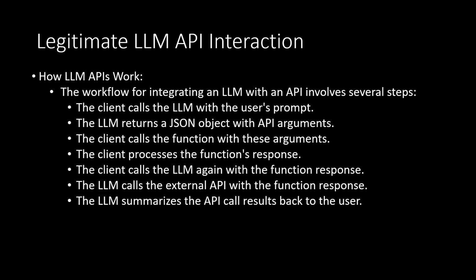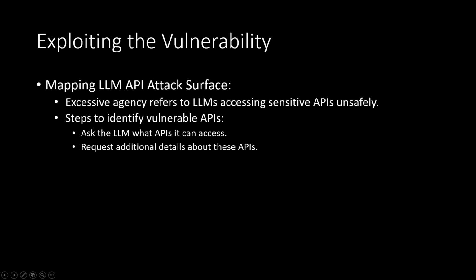This workflow can have security implications because the LLM is effectively calling external APIs on behalf of the user. But the user may not be aware that these APIs are even being called. Ideally, users should be presented with a confirmation step before the LLM calls the external API. The term excessive agency refers to a situation where an LLM has access to sensitive APIs and can be persuaded to use those APIs unsafely. This enables attackers to push the LLM beyond its intended scope and launch attacks via its APIs.